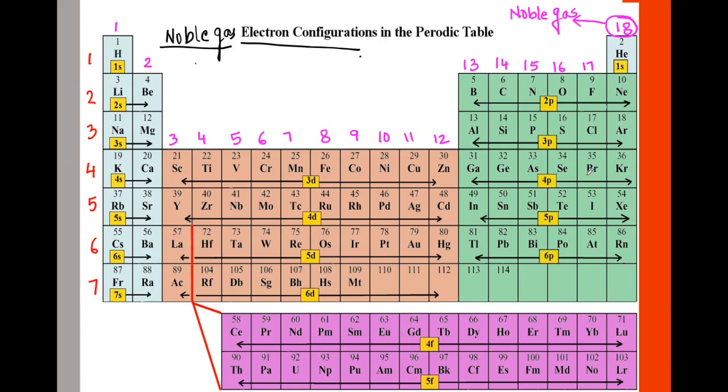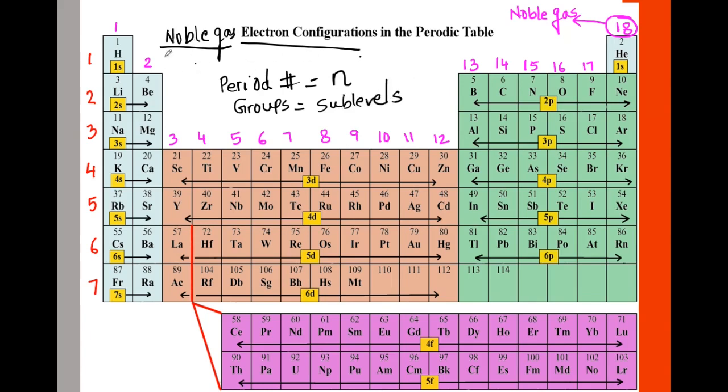We know that the periodic table has 18 groups or 18 columns and 7 periods. The period number represents the principal energy level for us, and the groups would be representing sublevels for us.